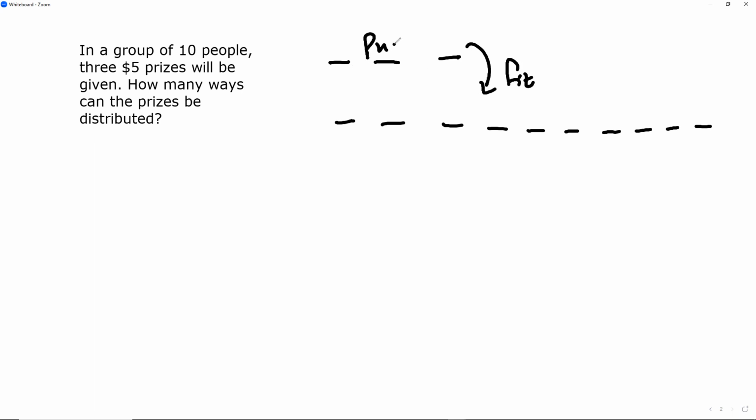For this question, if you just jump in blindfolded, just use common logic. We've got a group of 10 people again, and we have 3 prizes of the same value. So we have 1, 2, 3. 3 $5 prizes will be given. How many ways can the prizes be distributed? So now we have 1, 2, 3, 4, 5, 6, 7, 8, 9, 10 people. We want to fit the three prizes in the 10 people somehow.